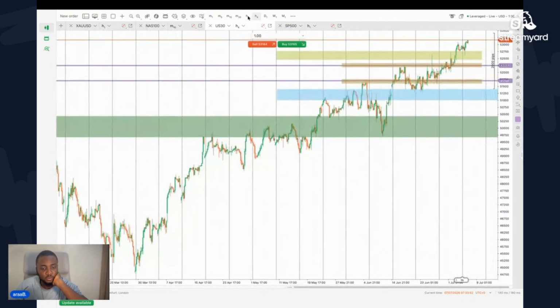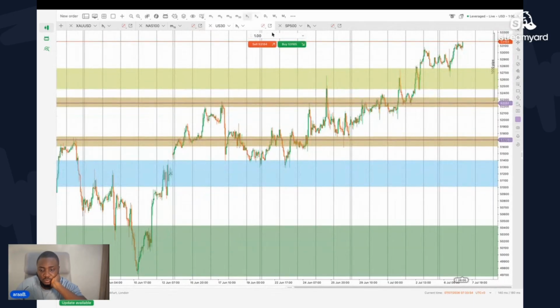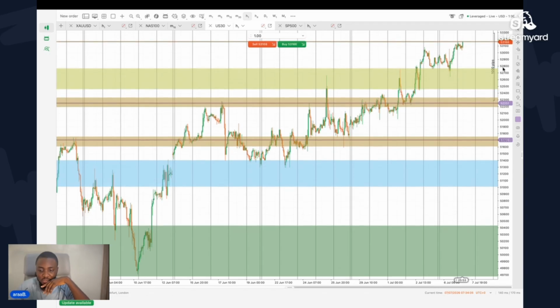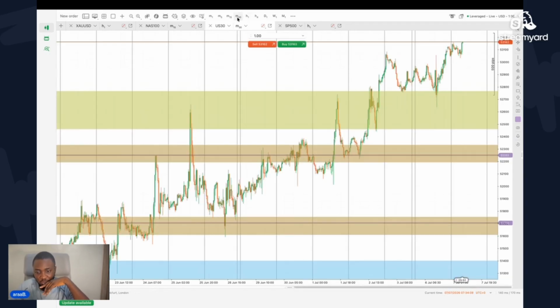So I came down to my 1 hour time frame. This zone has been broken. Look, I don't complicate my trading. It's just support and resistance I'm trading. I don't really do much, and it works for me.